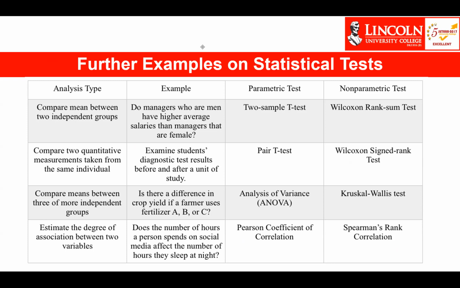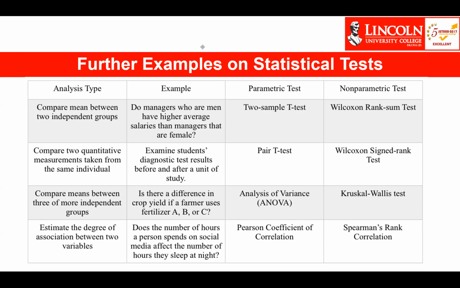In a scenario whereby we are trying to estimate the degree of association between two variables, how strong is the association between two variables? For example, you can say, does the number of hours a person spends on social media affect the number of hours they sleep at night? So in that situation, if you want to carry out the parametric test, you can use Pearson coefficient of correlation. For non-parametric tests, you can use Spearman's rank correlation.